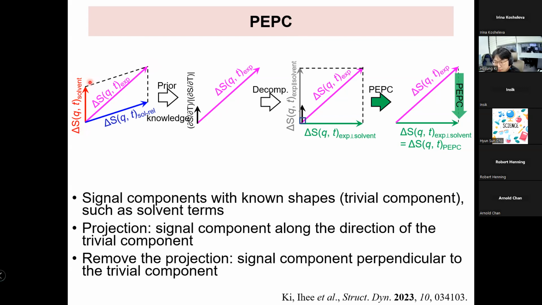The central concept of the PEPC is that, while I skip the detailed proofs, if we calculate the mathematical projection of the signal to the shape of the known component, for example, the solvent term, and then remove that component, it will remain only the signal component perpendicular to the solvent term, or the known shape. The key concept of the PEPC method is that the perpendicular component is free from the kinetics of the solvent term, or the known component.